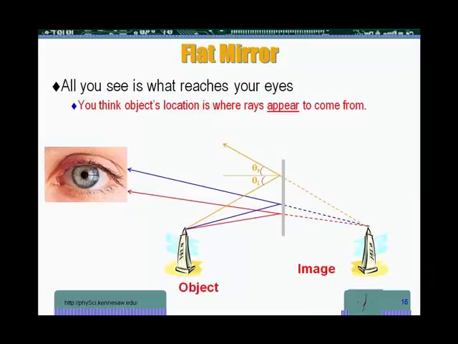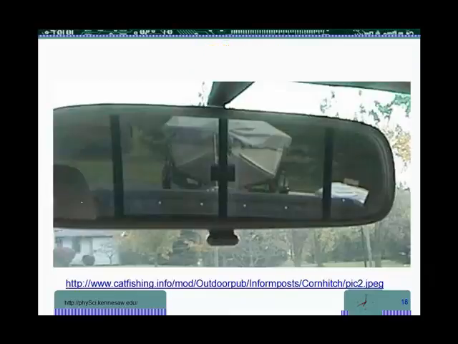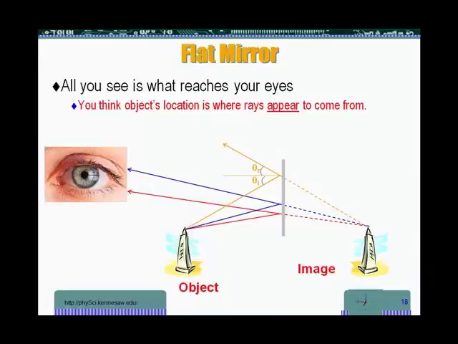Okay, now the key point here: how do we see an object? We see an object only when light is going to enter our pupil and make an image of that object on our retina. Unless the light is going to enter our eye, we are not going to see the object.